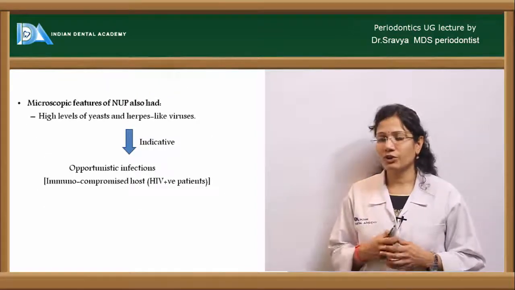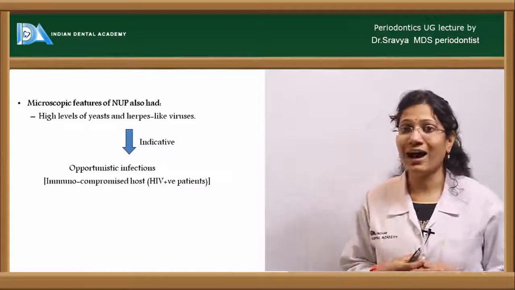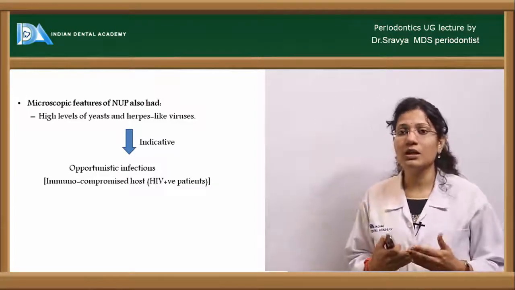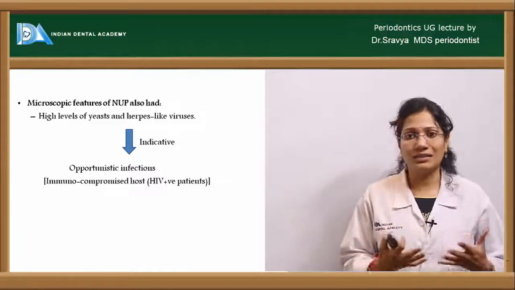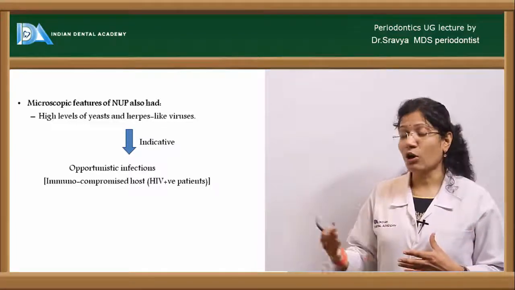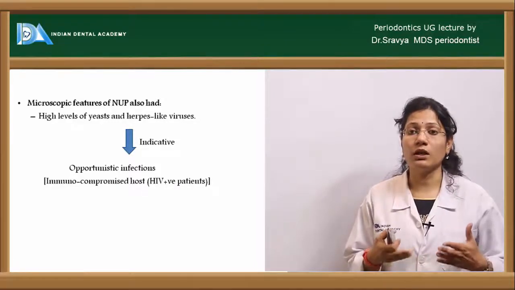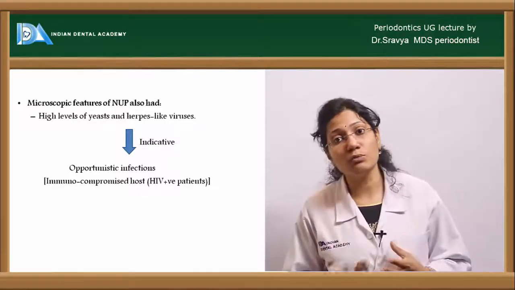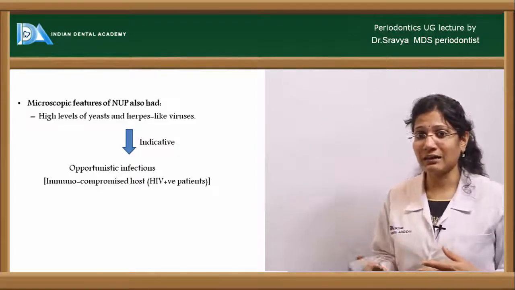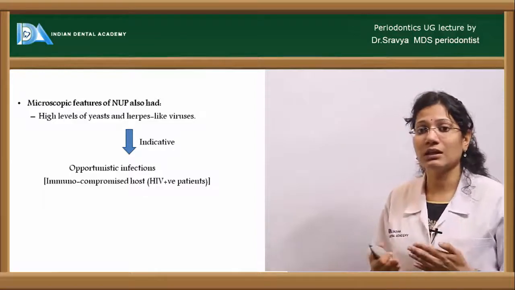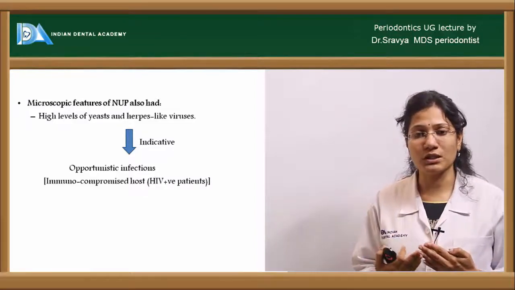The microscopic features of NUP also show high levels of opportunistic bacteria, opportunistic protozoa, viruses, yeasts or fungi, which is indicative that this infection is most common in an immunocompromised host. And because of the growth of these other pathogenic microorganisms, you can say that the patient is more prone to opportunistic infections.